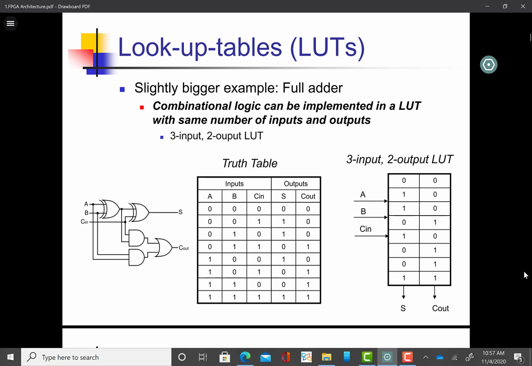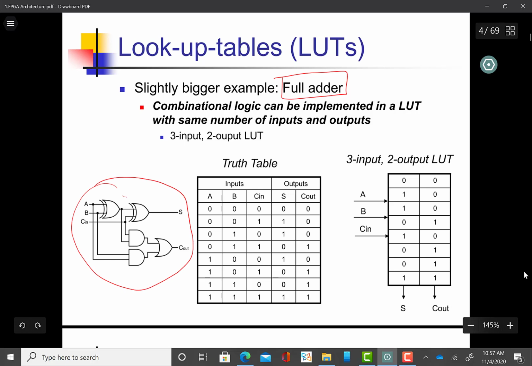Now let's come to a bigger circuit, which is a full adder. Again, this is a combinational circuit, and this is the circuit which is well known to you from your digital logic design course. It has 3 inputs, A, B, Cin, and it has 2 outputs, sum and Cout. And if we talk about the truth table, this is the truth table. We have 3 inputs and 2 outputs, and we can very easily implement it on a 3-input and 2-output lookup table.